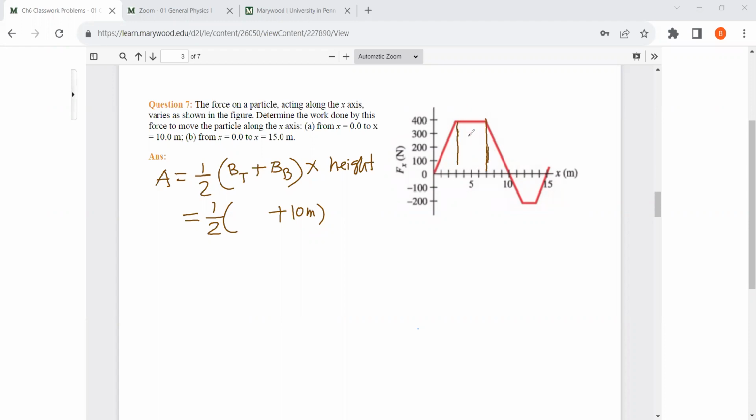The top base looks like, okay, 1 2 3 4. So from here, this is 1 2 3 4. So it looks like the top base is 4 meter, and then the height is this height, so it looks like 400 Newton. Okay, so if you calculate this, you should get 2800 joule. So the work done for the first one is 2800 joule. So this is number A.